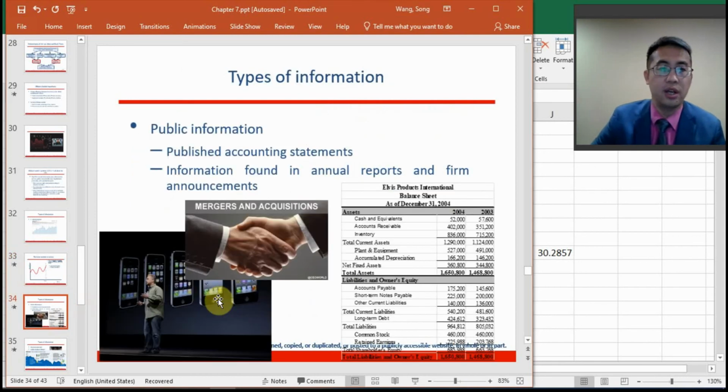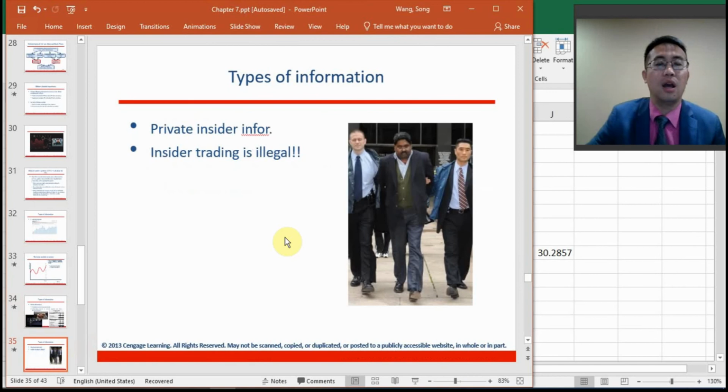Another type of information is public information issued by the companies, the press, and even the government. So you can check the company's financial statements. You can also watch the news for mergers and acquisitions, all these events, and also the new release of a product by a company. So this would definitely affect stock prices. And another type of information is called insider information. And if you know insider information, believe me, you can still make a profit.